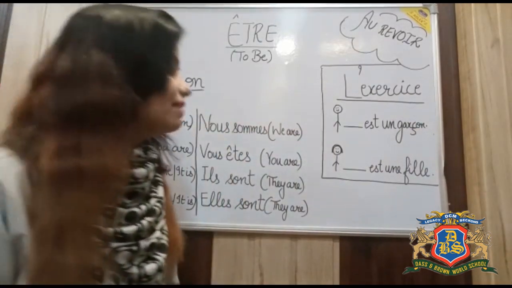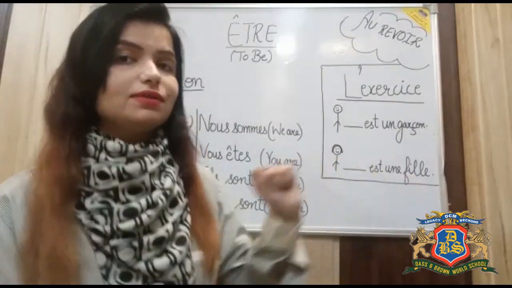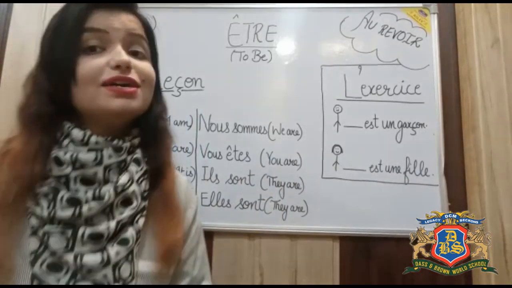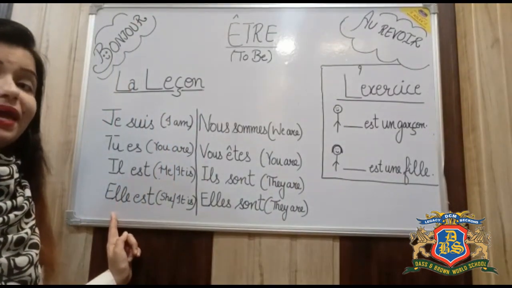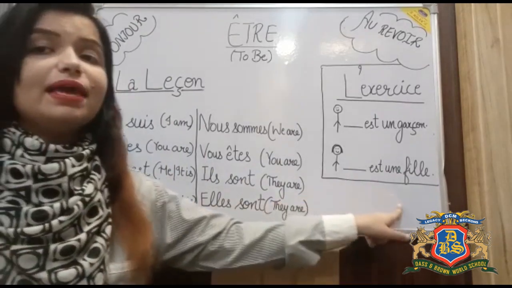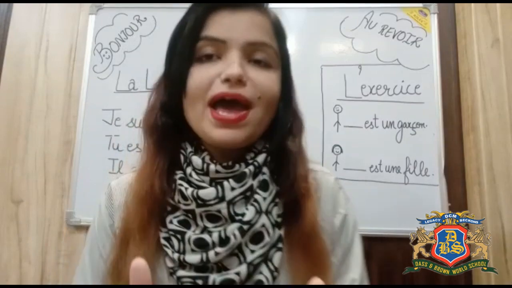After that I have made a girl. Dash est une fille. So what would come here? Elle. That would be elle. So it would be elle est une fille. Très bien.